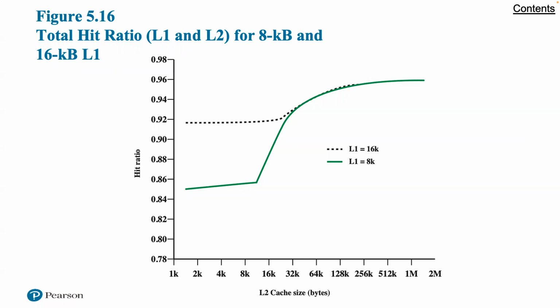L2 has little effect on the total number of cache hits until it is at least double the L1 cache size. Note that the steepest part of the slope for L1 cache of 8 kilobytes is for L2 cache of 16 kilobytes. Again, for the L1 cache of 16 kilobytes, the steepest part of the curve is for an L2 cache size of 32 kilobytes. Prior to that point, the L2 cache has little, if any, impact on the total cache performance.